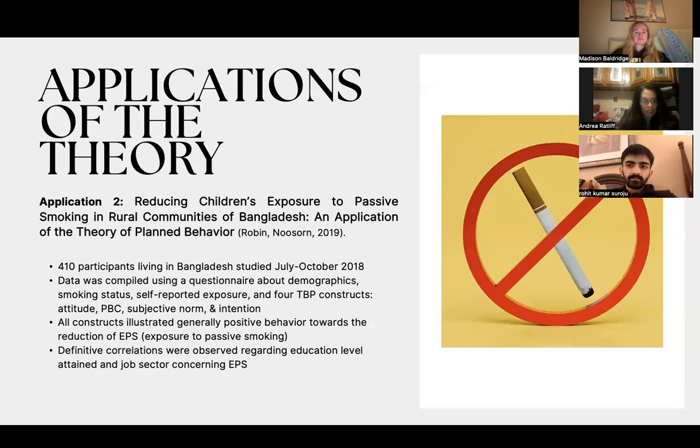Interestingly, there was a specific question related to smoking in the home that indicated negative intention. So, of course, that translates to people don't want to be told what to do in their own home. So that was an interesting key finding of the study.